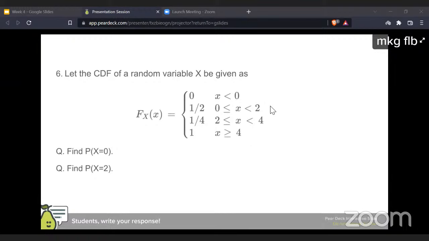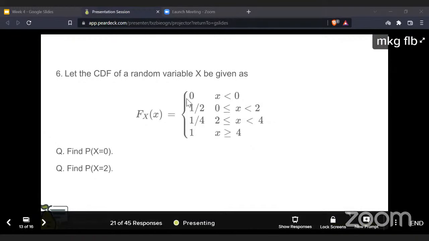And can I put the answers after comma? Yes, you can put it. Yeah, okay.